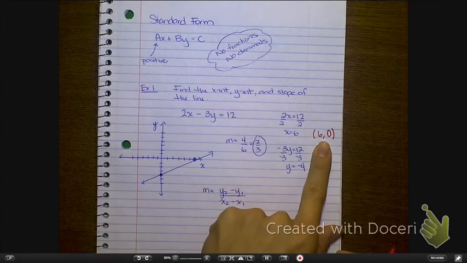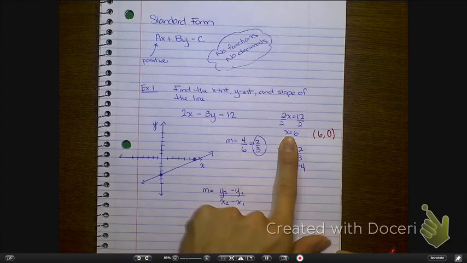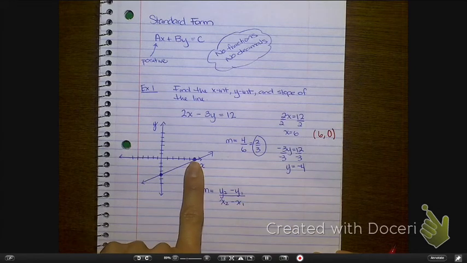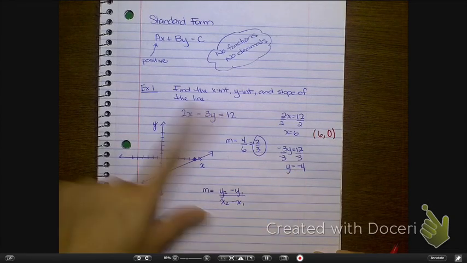So here's my ordered pair for my x-intercept. It's (6, 0). If you don't believe me, look at our graph. What is this ordered pair? (6, 0), right? Okay, now, why was I able to cover up the x?